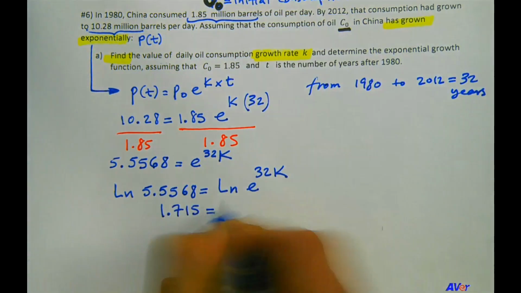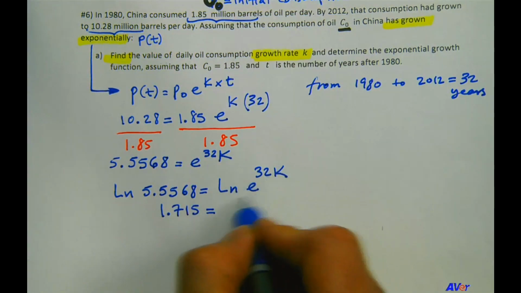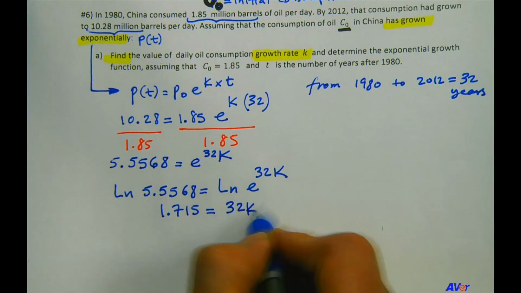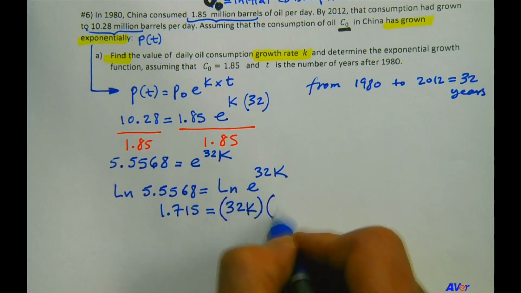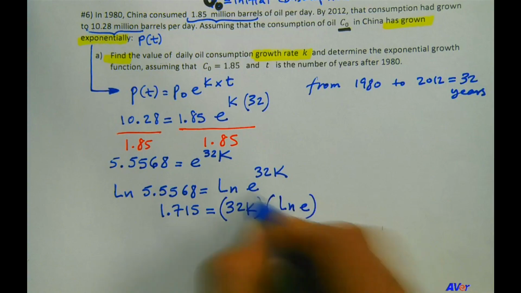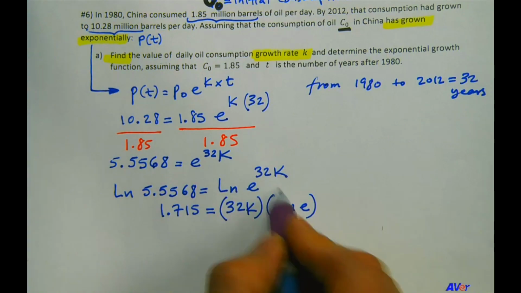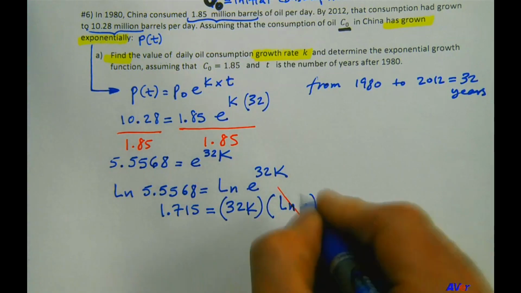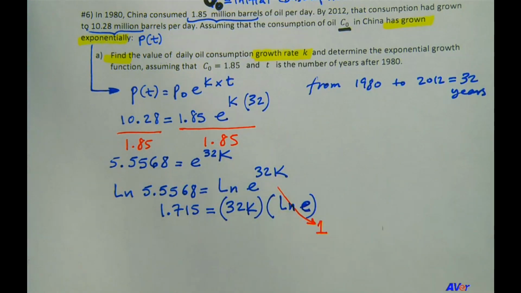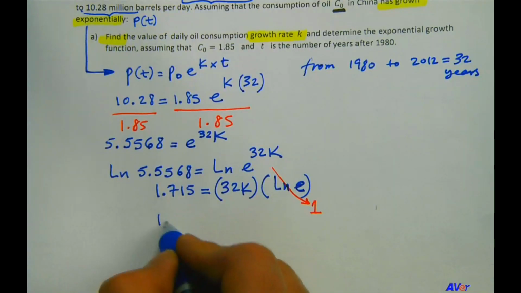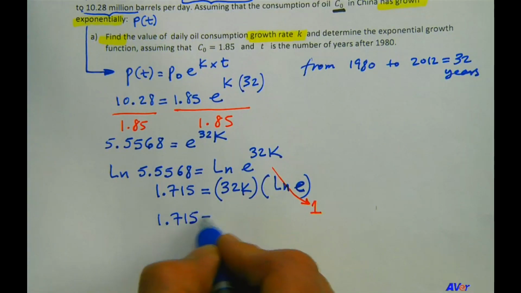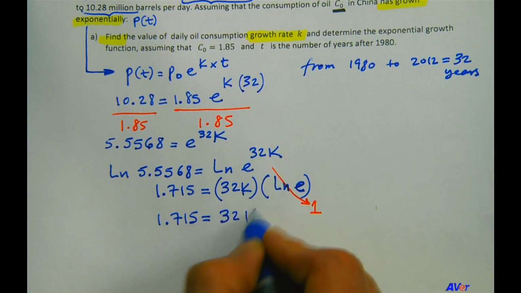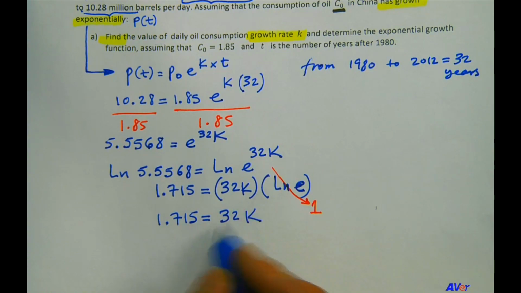1.715 equals, on the right, we have 32k. Remember that the exponent comes in front and multiplies itself by the natural log of e. We have a property that says the natural log of e is equal to 1. Okay, 1 times that is itself. So we end up with 1.715 equals 32k. So we're solving for k.